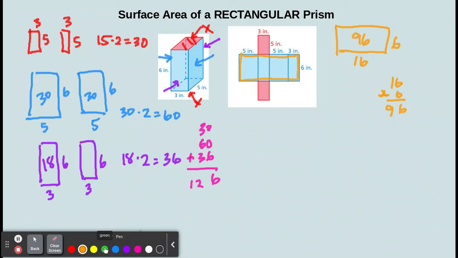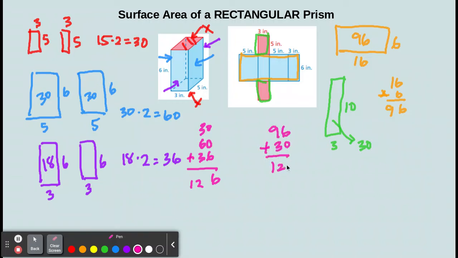And then we have here this piece and this piece, and we can connect them to create one long skinny rectangle that's 3 inches by 10 inches. And we know 3 times 10 is 30. So therefore we can then add them up together, and we get 96 plus 30, and again we get 126. So there are 2 ways to do it if you're able to draw out the net.